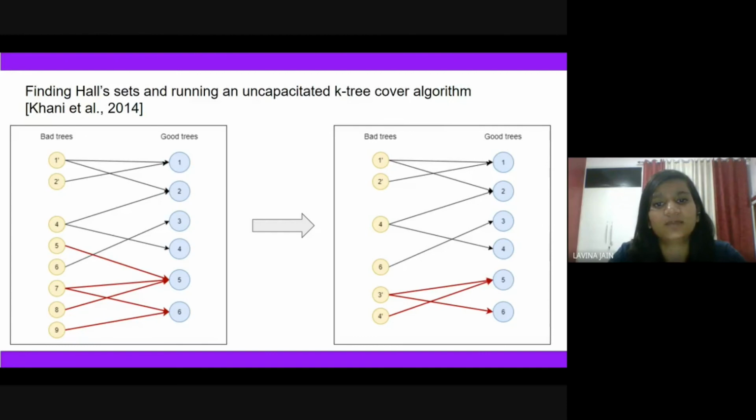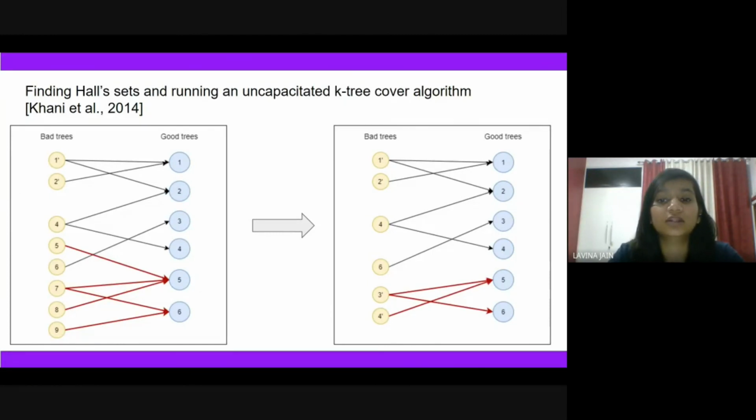We claim that the number of optimal trees that the vertices in the Hall set are a part of cannot be more than the size of the neighborhood of the Hall set. I will repeat this one more time. We claim that the number of optimal trees that the vertices in the Hall set are a part of cannot be more than the size of the neighborhood of the Hall set.